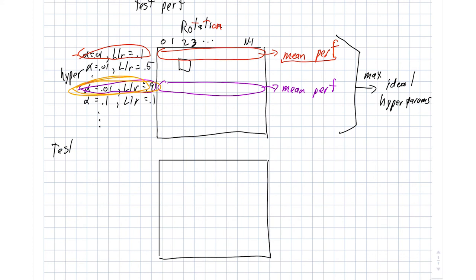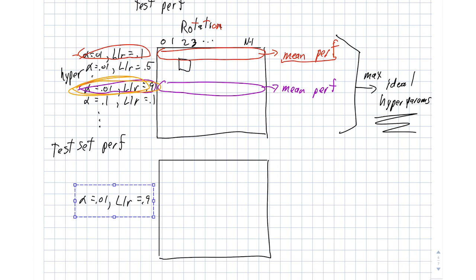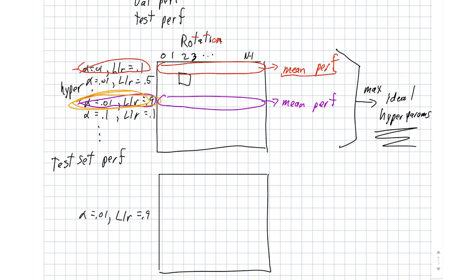So this is test set performance. And find the row that corresponds to the one that we chose over here. So this was alpha of 0.01 and L1 ratio of 0.9. Visually move that up. So at that point, we can extract all of these performance values, and then use these to compare against the other models.